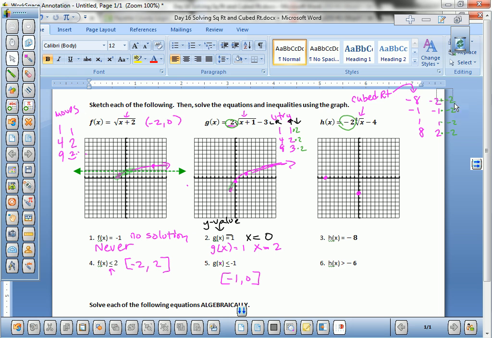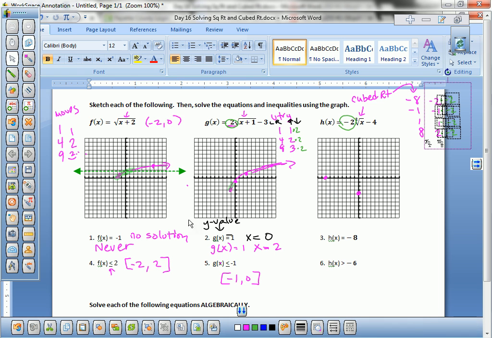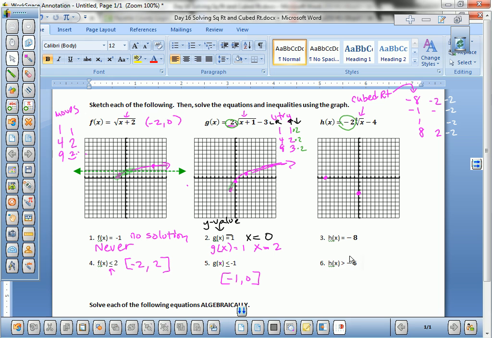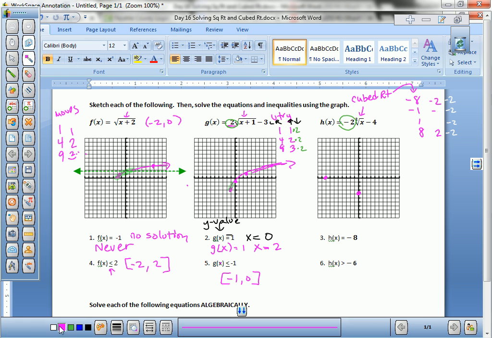Let's see if I can change this color. There we go. No. I've changed too many colors.